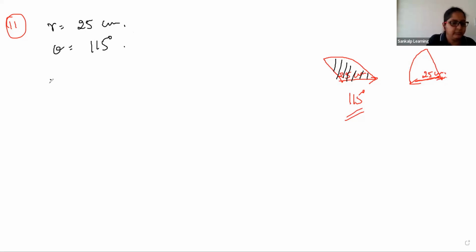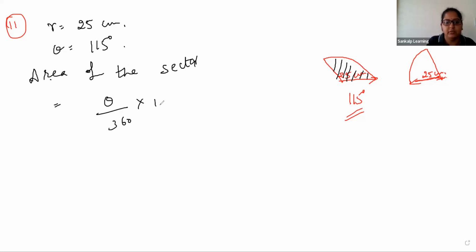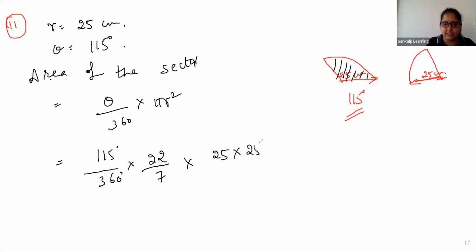So right here, area of the sector is equal to theta by 360 into pi r square. What is theta here? 115 degree by 360 degree. Pi is 22 by 7. R is 25. So 25 r square.